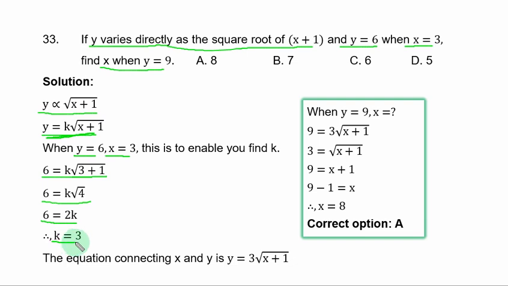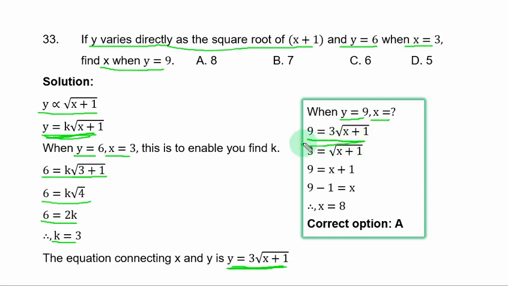Before you proceed, you need to find the equation that is connecting s and y. You simply come here and you replace k with 3. That is the equation. When y is equal to 9, s is unknown. You recall the equation or formula that is connecting s and y, and the formula is this. So in that formula, you replace y with 9. You have it in this form.